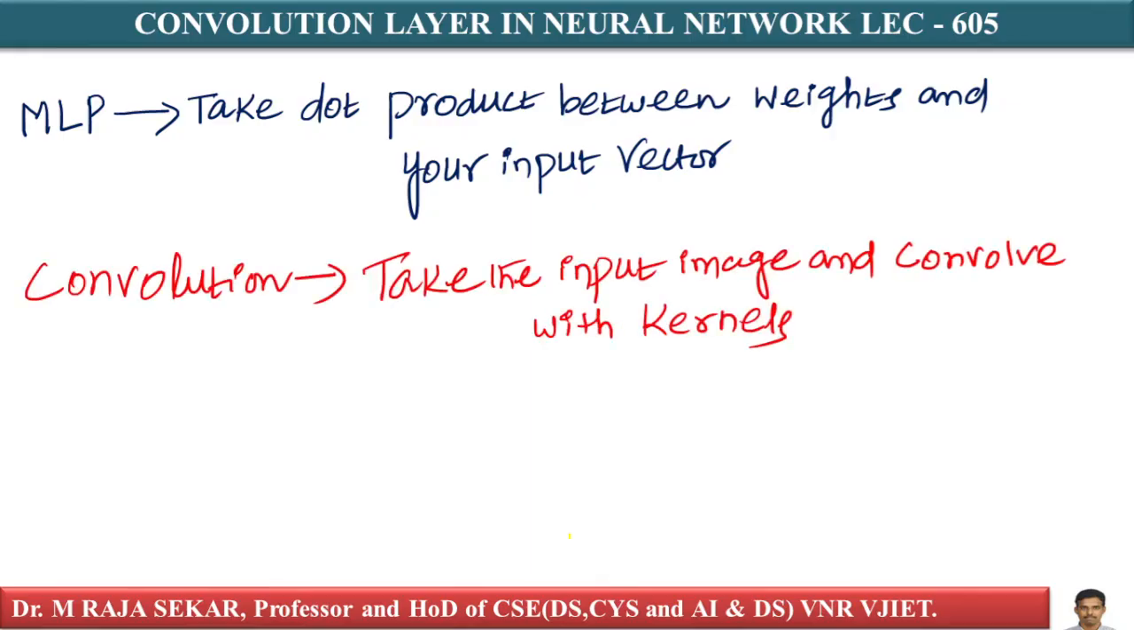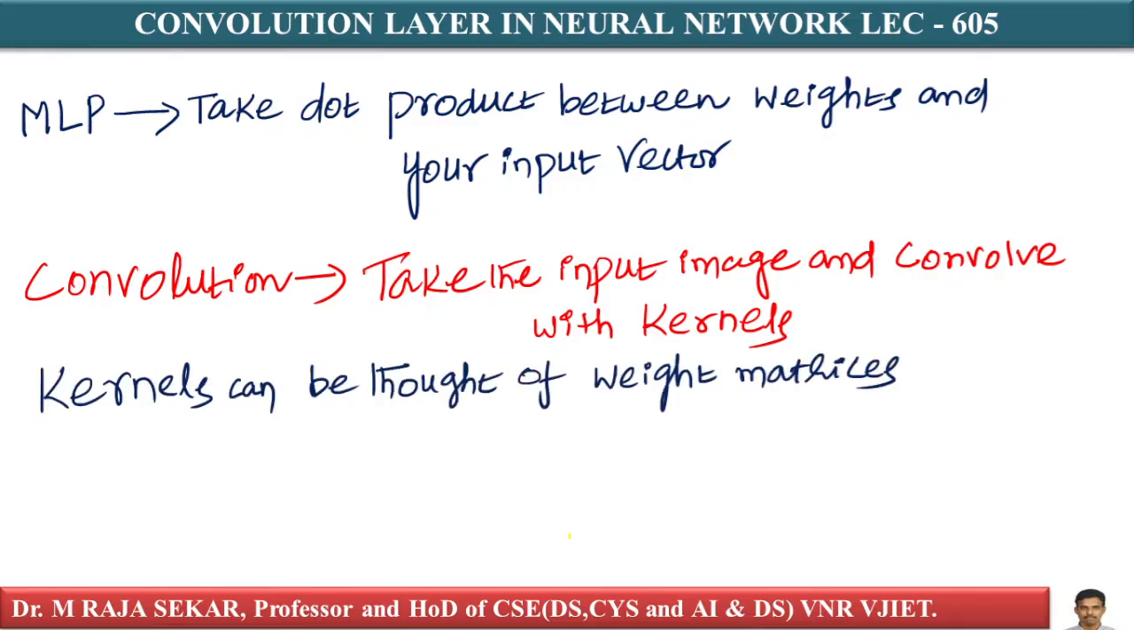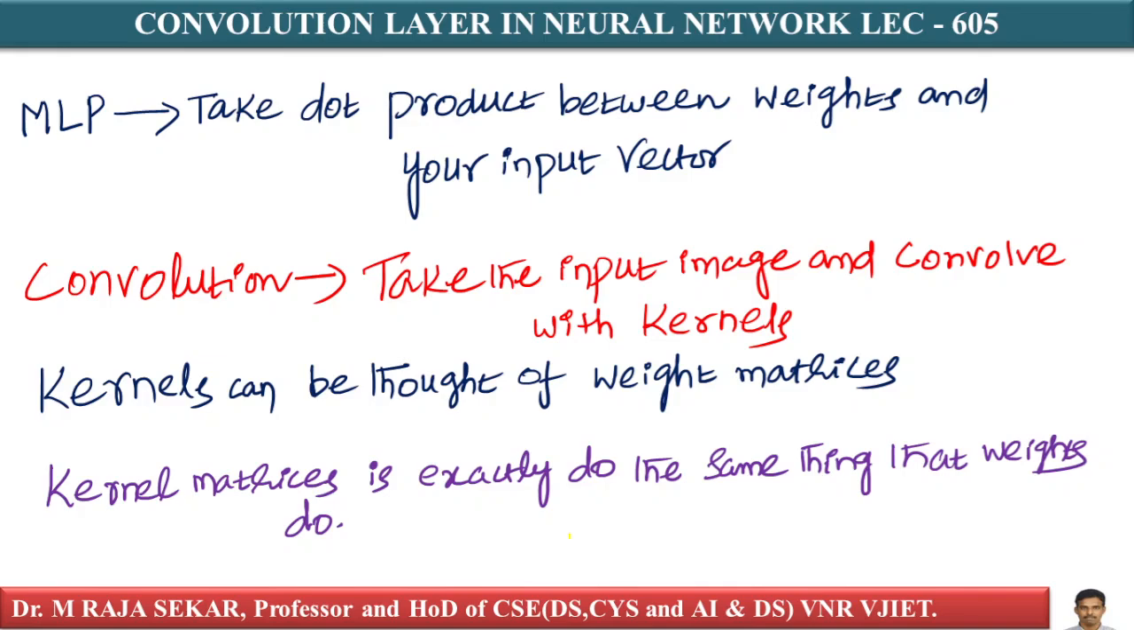In convolution, what are you doing? We are taking the input image and convolving it with the kernels. Kernels can be thought of as weight matrices, and we will learn these kernel matrices. Kernel matrices do exactly the same thing that weights do. There are some differences that we will understand.